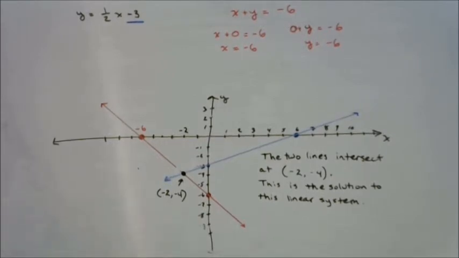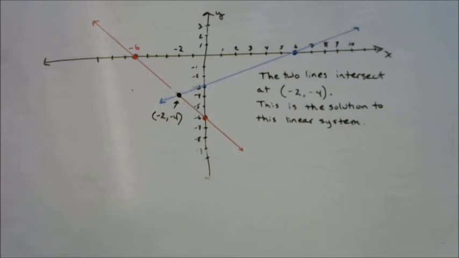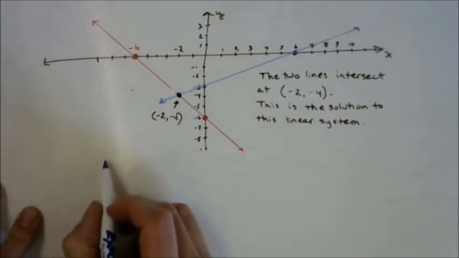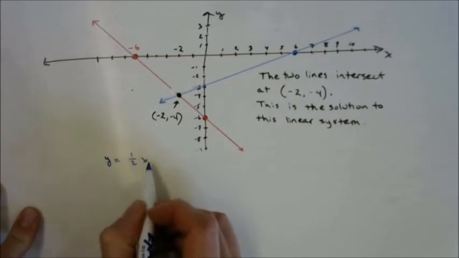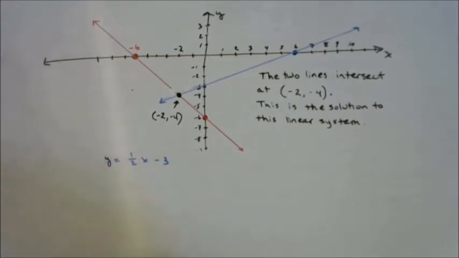Now, we need to verify that that solution, -2, -4, actually does satisfy both equations. If we find that it does not satisfy both equations, then it's not actually a solution, and we made a mistake. Okay? So I'm going to take this blue line here, which was y equals 1/2 x minus 3, and we're going to see if the point -2, -4 satisfies the equation. What does that actually mean? I'm going to put them in, and if it's still true, I know it satisfies the equation.